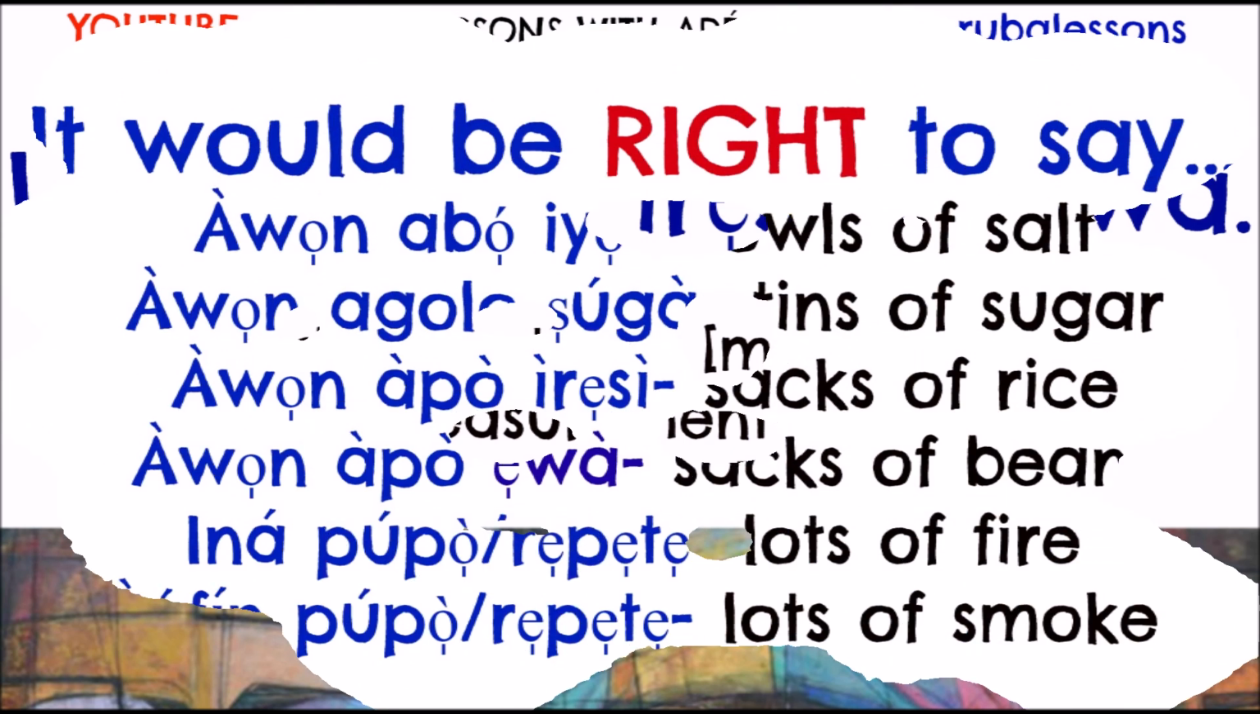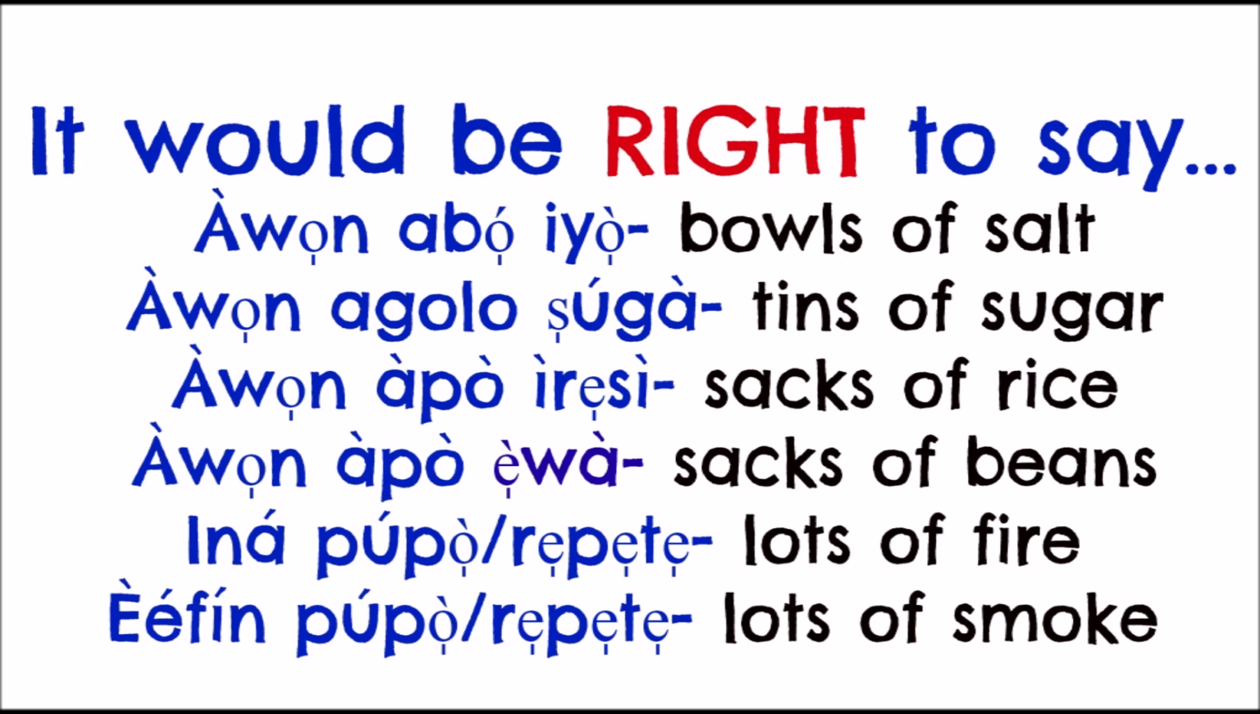Anyway, however, it would be right to say àwọn abọ́ iyọ̀, àwọn agolo sugar, àwọn àpò ìrẹsì. Abọ́ iyọ̀ is bowls of salt, agolo sugar, tins of sugar, àpò ìrẹsì sacks of rice, àpò ẹ̀wà sacks of beans. If you want to say fire in the plural form, you won't say àwọn iná. You say iná púpọ̀, a lot of fire. Iná rẹpẹtẹ, lots of fire. Èéfín púpọ̀, lots of smoke. Èéfín rẹpẹtẹ, lots of smoke. So that works as well.